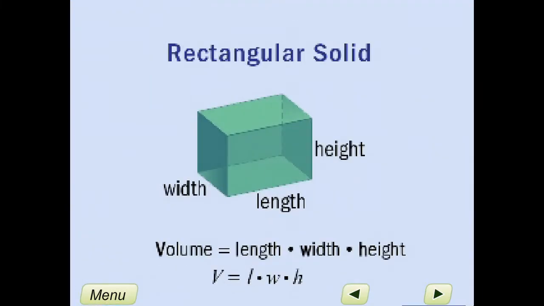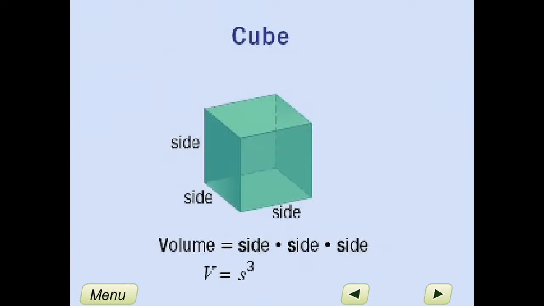Let's look at the following. Here we have the rectangular solid. Remember, it has height, width, and length, and the volume is equal to length times width times height. We can write it as V equals L times W times H. Next we have a cube, which is just a special type of rectangular solid, and the volume of a cube is side times side times side, so we can write that volume as S cubed.